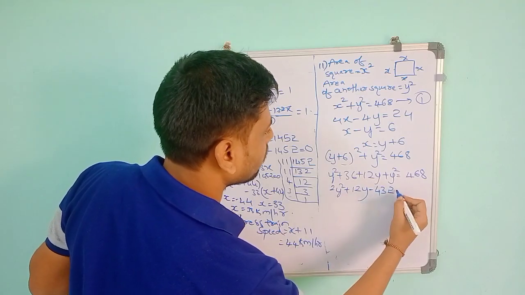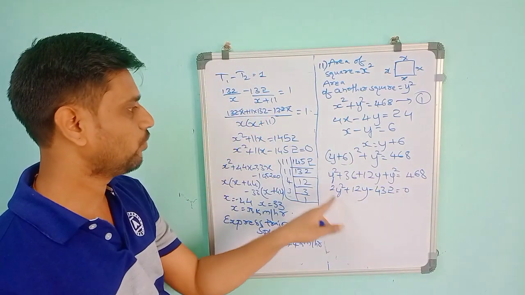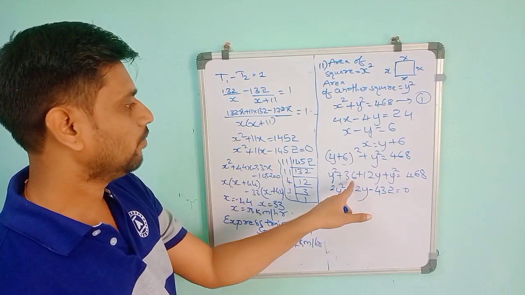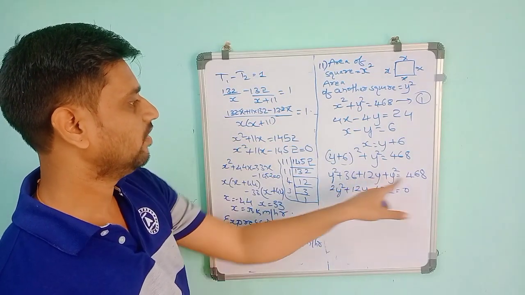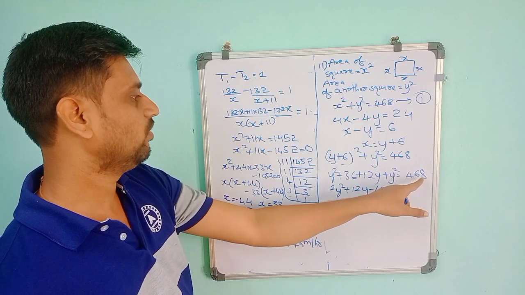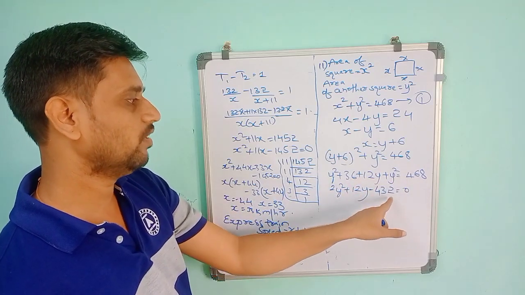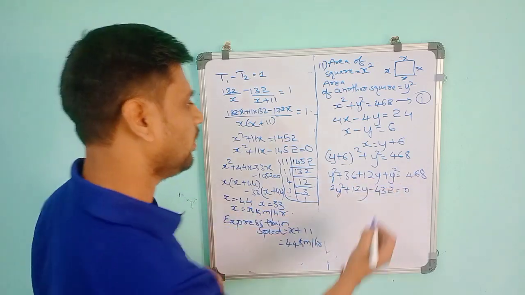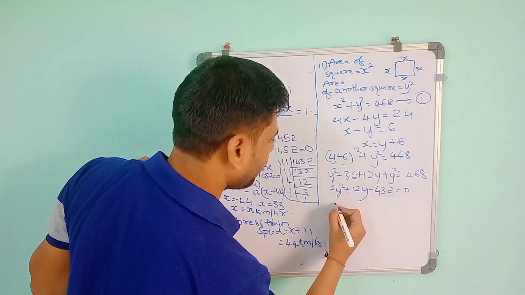432 is equal to 0. So y square plus y square is 2y square, and plus 12y minus 36 there. This one will become this side. So minus 468 plus 36 is minus 432. So I have taken minus 432. Then you have to divide by 2.